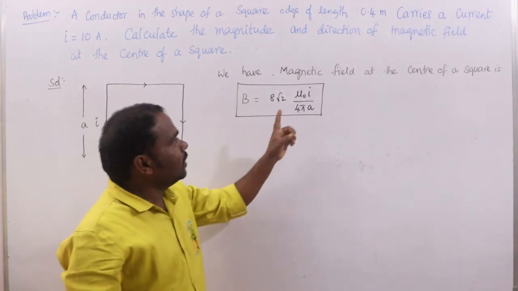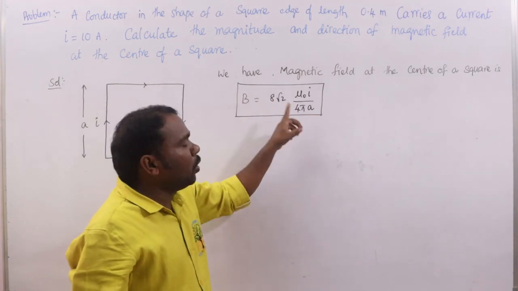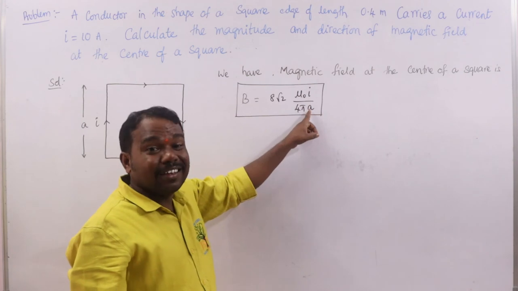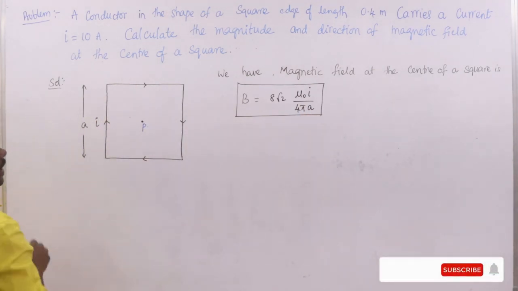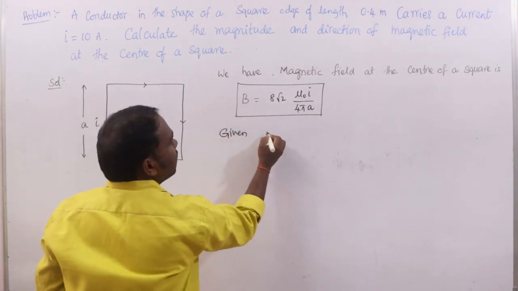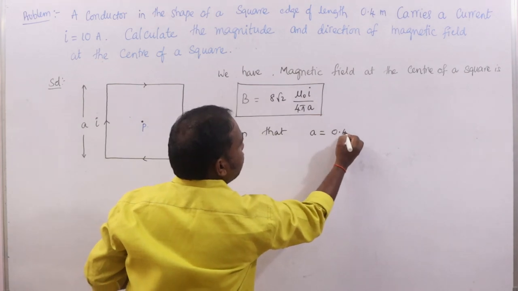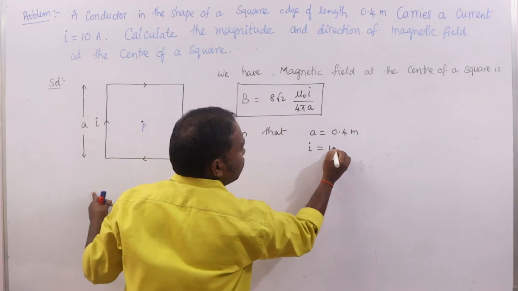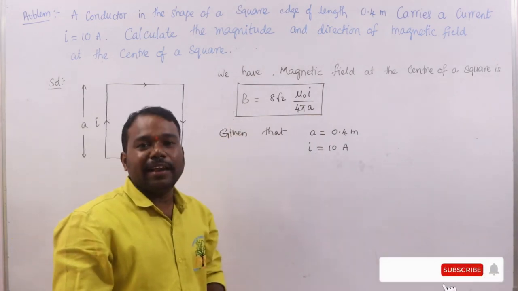Just now we have seen that the magnetic field at the center, B, is given as 8 root 2 mu naught I by 4 pi A. Here I is the amount of current, A will be the side length of the square. Okay, here it is a square, side length is A, and given what is the A value here? Given that the side length A is 0.4 meter. And the amount of current is given, I is equal to 10 ampere.